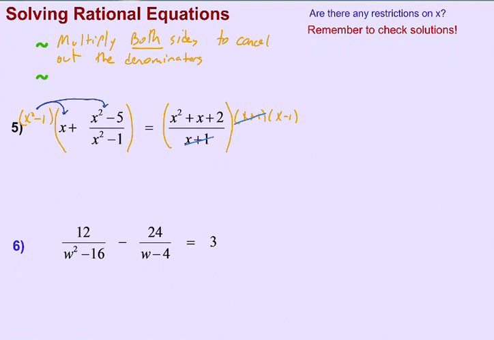So x squared minus 1 times x, and x squared minus 1, when I distribute it to the second term of that expression, times this fraction here, the x squared minus 1s cancel. So all I'm left with is plus x squared minus 5.